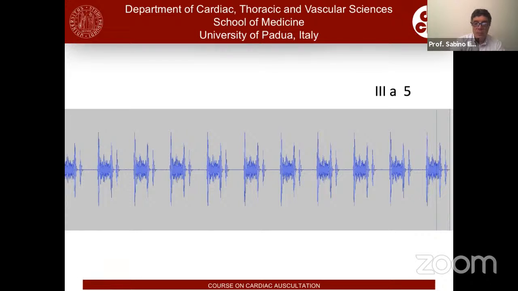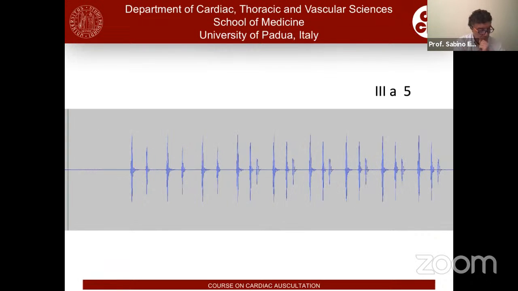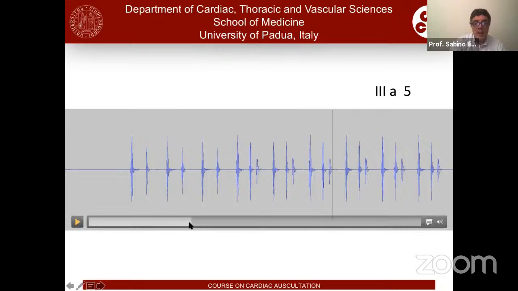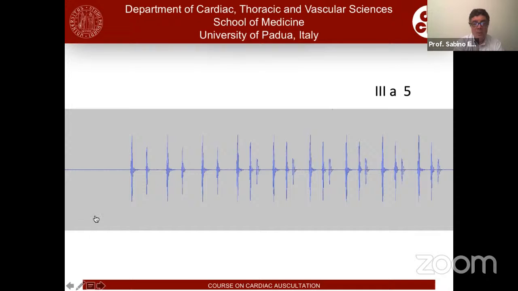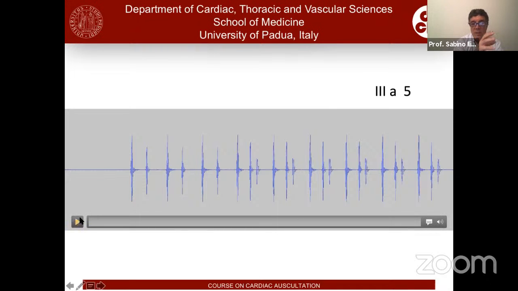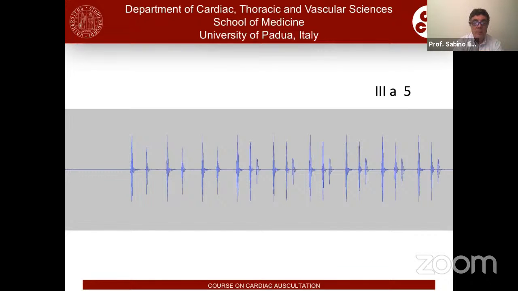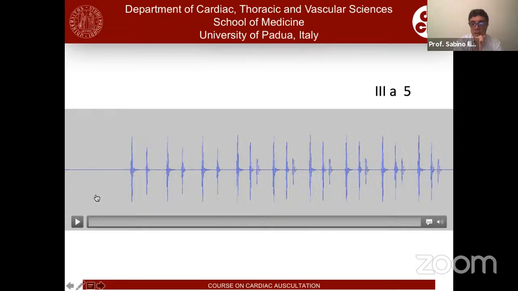So let's move to another example. And I hope that you have appreciated the difference in making auscultation with the concentration that comes from having eyes closed. So this is another example built in the same modality.